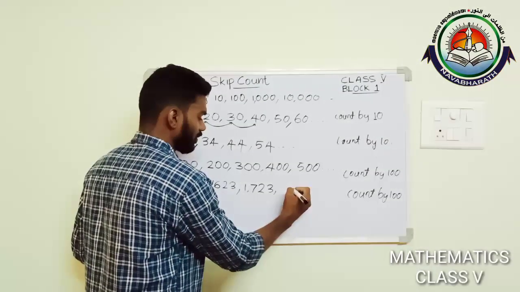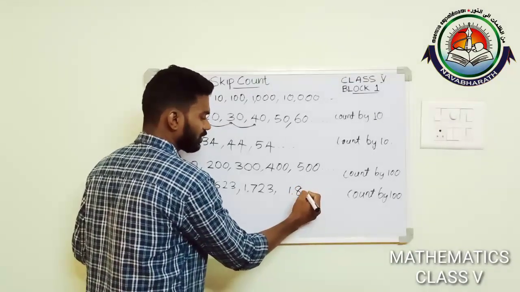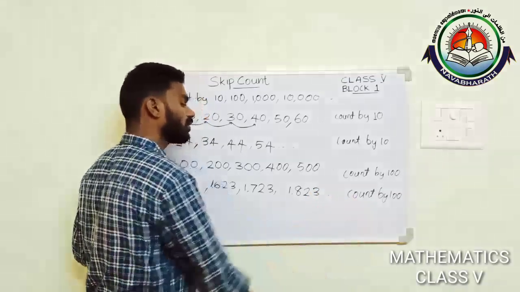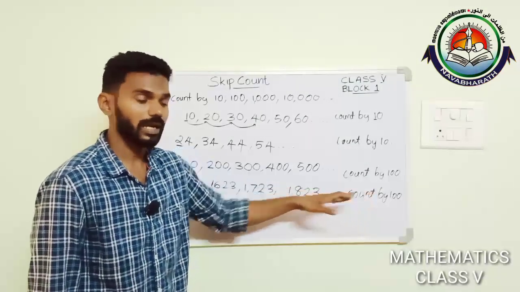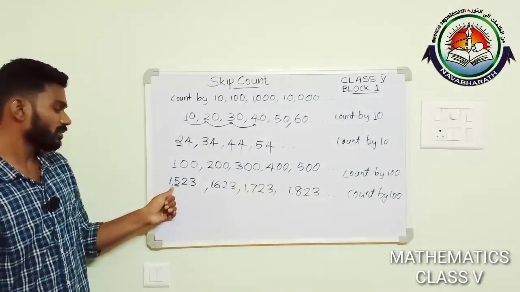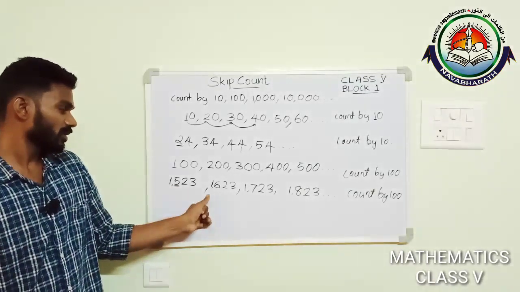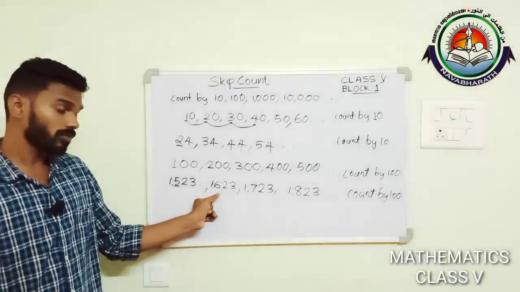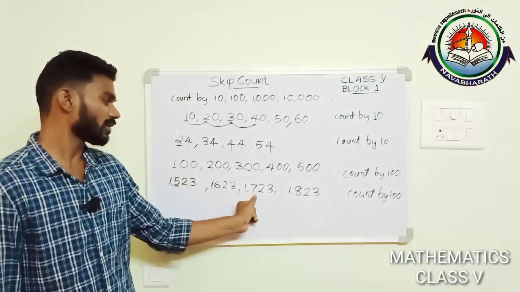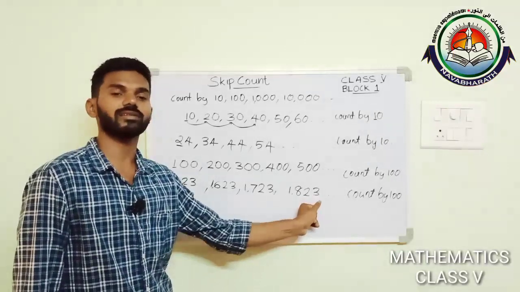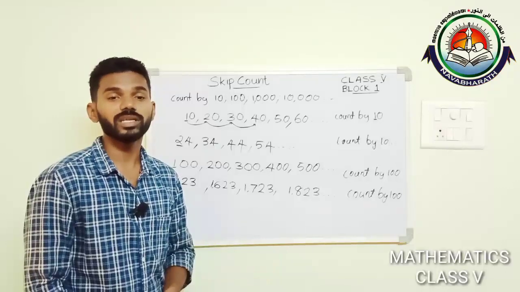Should be next 1, 7 would become 8, 2, 3, and so on. This would be the count by 100, and this number starts from 1523. The next one, instead of 500, would become 600. 1623. 1723, 1823, and so on. This is how skip counts can be done.